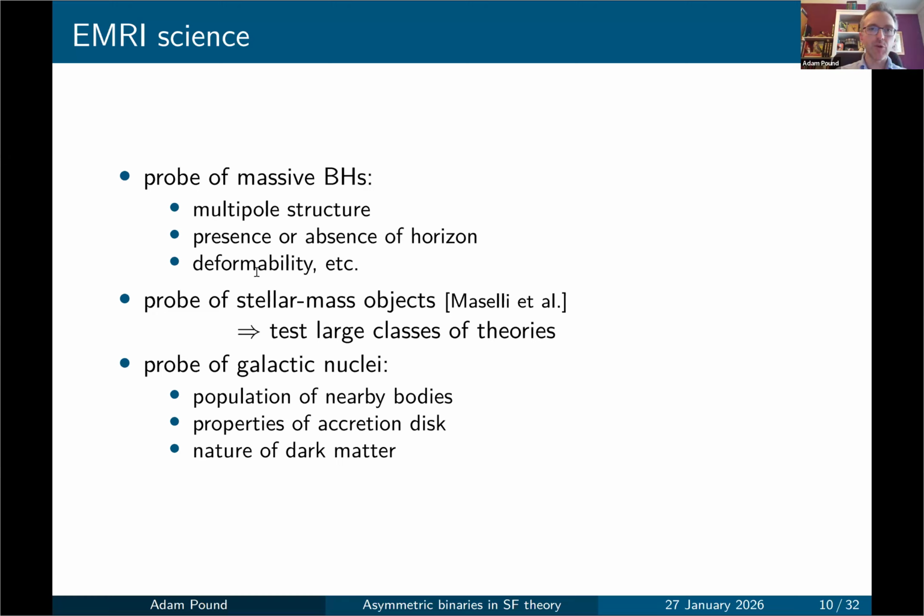We can also look for deformability. So Kerr black holes in general relativity have zero tidal Love number, so you can't deform them in the same way that you can deform material objects. But if it's an exotic object, then it will have some deformability, and the orbiting body can induce new multipole structure onto it.